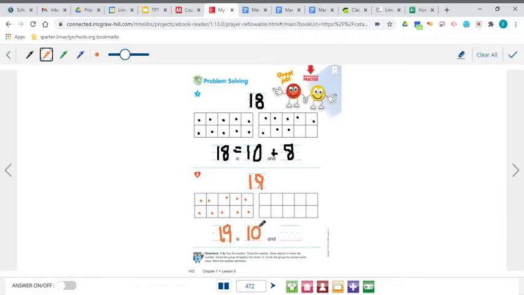So 19 is 10. And then how many more? If you look at 19, it's telling you how many more. It's saying, hey, I've got 9 extra ones. So you can make this other 10 frame represent the number 9. And write the number 9. So 19 is 10 and 9, or 19 equals 10 plus 9. All right, same way of saying that.